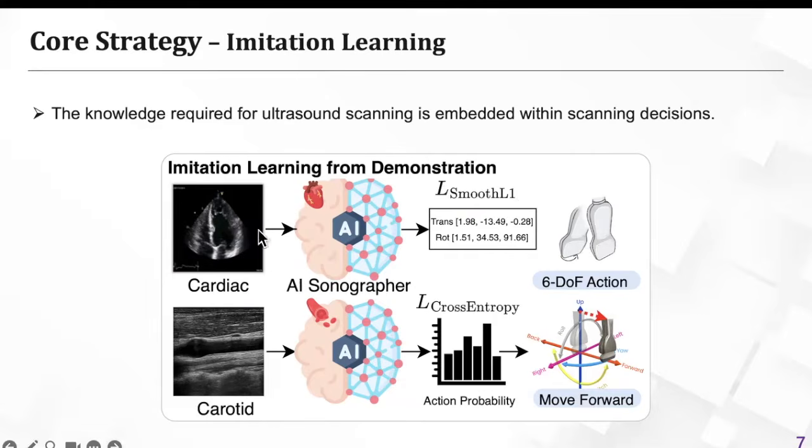For cardiac, since the structure of the heart is more complex, the adjustment action needs to be predicted in a continuous space. While for carotid, it's a much simpler organ, so we output discrete actions.